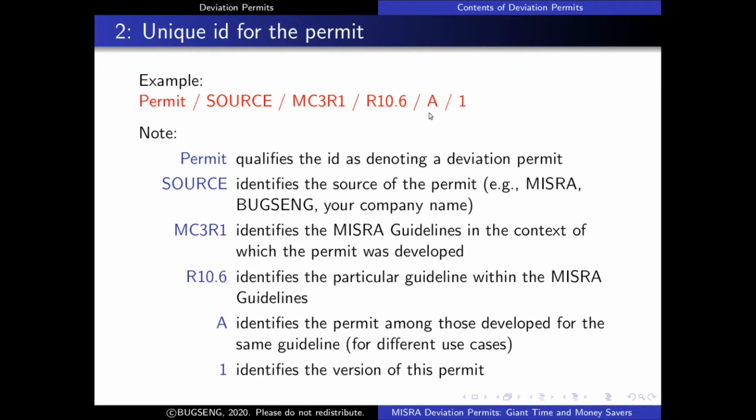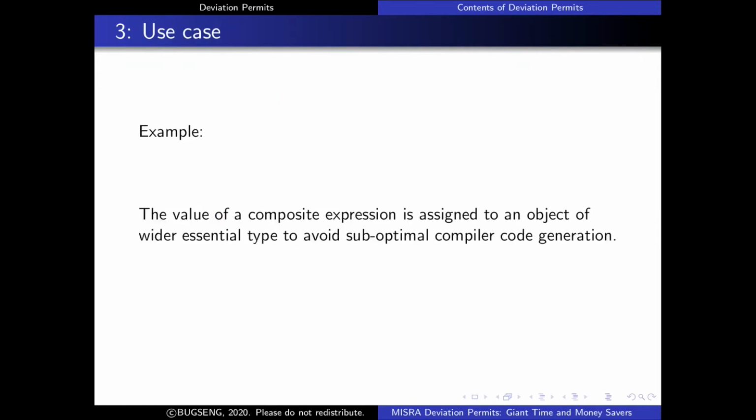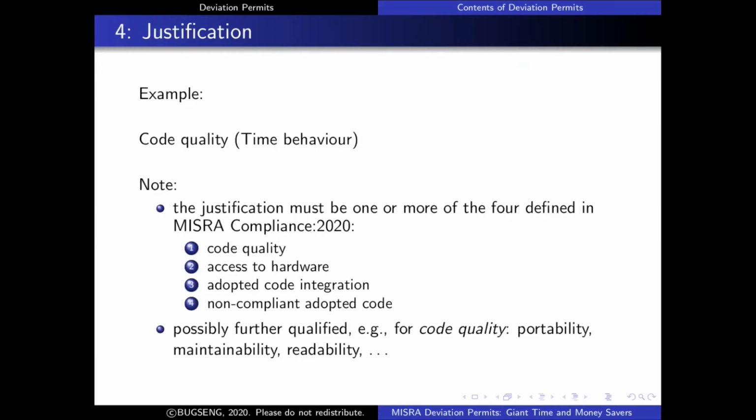And as with everything we do, we can improve. So we may have already published a certain version of this A permit, and we may want to improve it. So in order to avoid confusion, we may have a final field that identifies the particular version of this permit. Okay. Use case, in the example in MISRA Compliance 2020, the use case is this short sentence explaining that the point is suboptimal compiler code generation. So the justification given in the example is code quality.